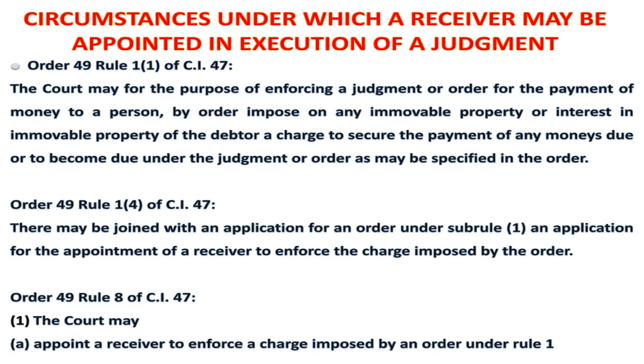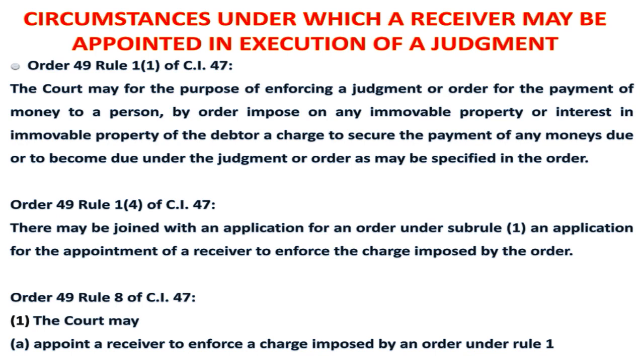Look at Order 49, Rule 1, Sub Rule 1 of CL 47. It reads as follows. The court may, for the purpose of enforcing a judgment or order for the payment of money to a person, by order, impose on any immovable property or interest in immovable property of the debtor a charge to secure the payment of any monies due or to become due under the judgment or order as may be specified in the order. Then the most critical part is Order 49 Rule 1 Sub Rule 4, that there may be joined with an application for an order under Sub Rule 1. That is, when you're applying for a charging order to be created, an application can be added for the appointment of a receiver to enforce a charge imposed by the order.